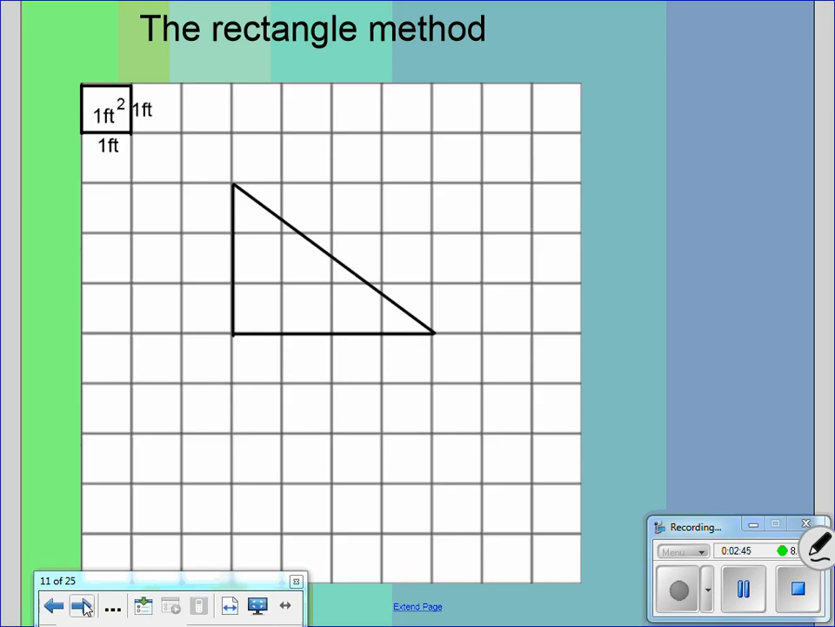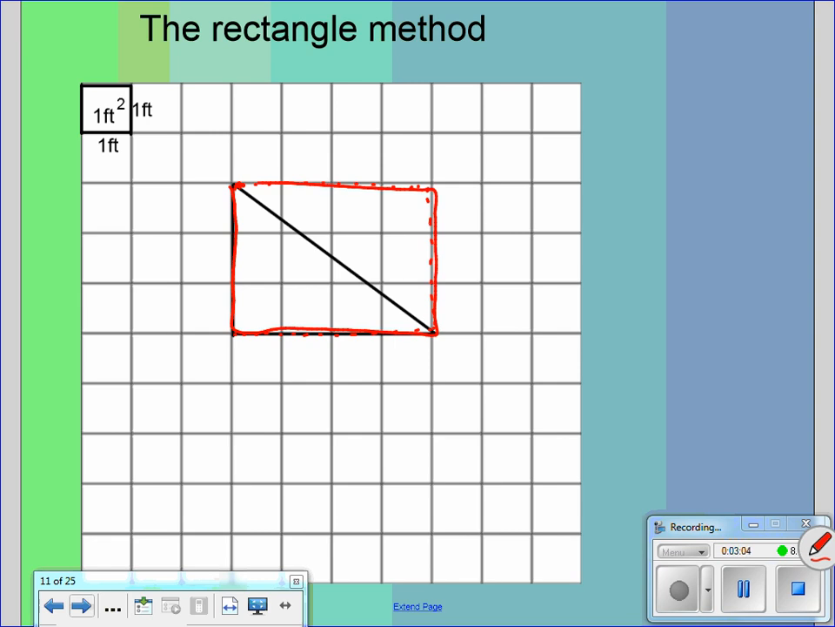Next thing, we have the rectangle method. So here's a triangle here. This is what the rectangle method is. So you have the base here. You're going to want to go up as high as this point is and then connect it. Do you see how we have made a rectangle around this triangle? It's one thing to keep in mind.